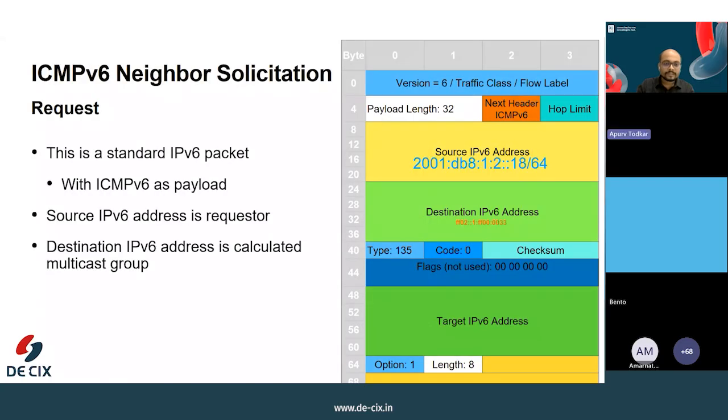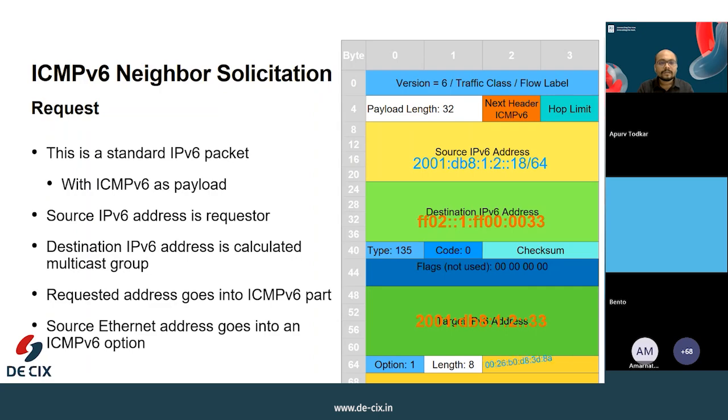Now let's see what the packet looks like. Here we have a standard ICMPv6 packet. It is basically an IP version 6 packet with an IP version 6 payload. In this packet, you can see the source IPv6 address is the requester, and the destination IPv6 address is a calculated multicast address, and the last 6 digits come from the requested IP version 6 address. Okay. The requested IPv6 address itself is placed inside the ICMP version 6 part as the target IPv6 address.